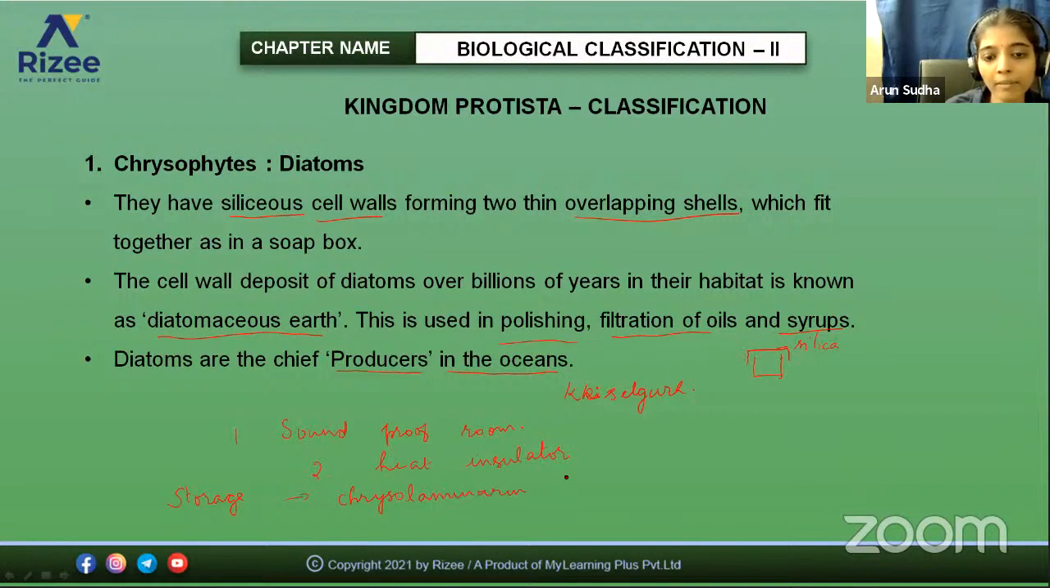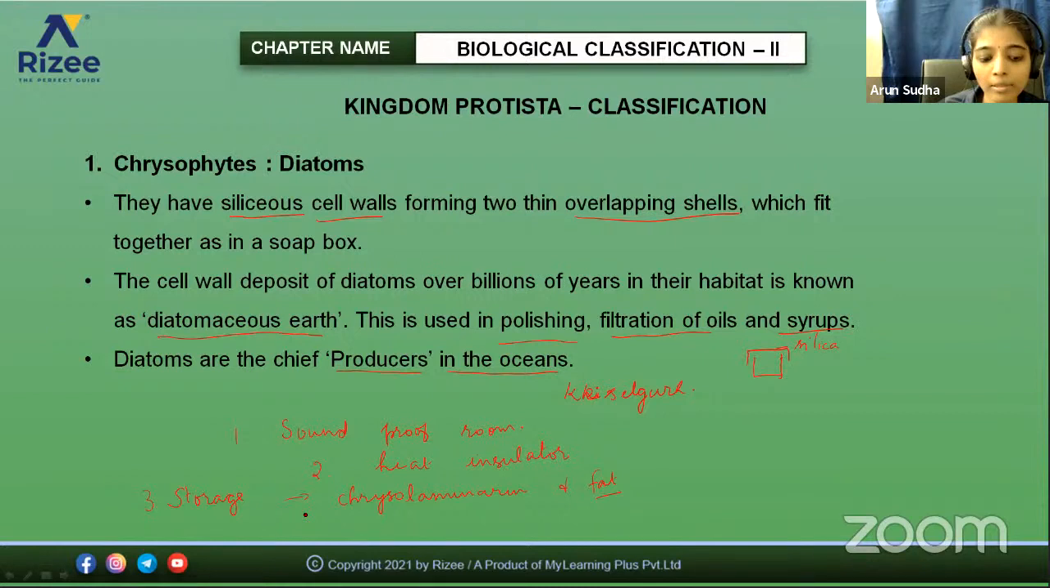Laminarin and fat. So they float in water because of the presence of fat. They float in the water. So that is one of the properties of diatoms. And these diatoms are immobile. So the stored form of food is chrysolaminarin and fat, and they are immobile as they have no flagella or cilia for locomotion. So these are the main properties of diatoms.